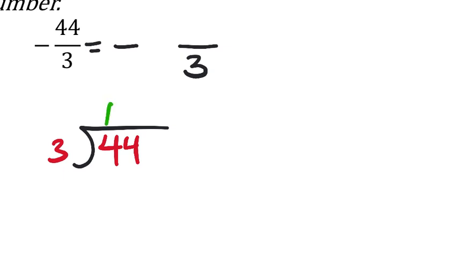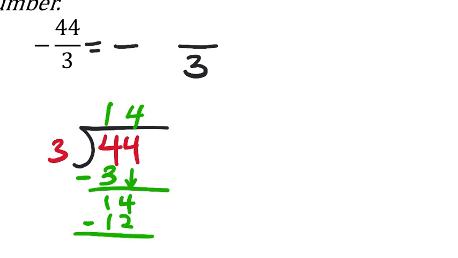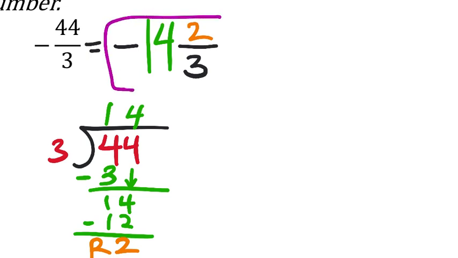3 goes into 4 once. 1 times 3 is 3, so subtract, which gives us 1, drop down the 4. 3 goes into 14 4 times. 4 times 3 is 12. When I subtract there, I get a remainder of 2. So with my quotient being 14, that's the whole value in the mixed number, and the remainder 2 is the numerator. That should be done. But let's check with the calculator. Calculator confirms that our answer is correct.